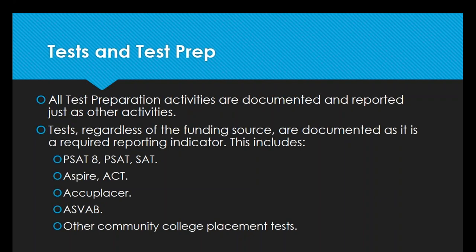Then test is one place where things are a little bit different than everything else I just said. So regardless of the funding source, we want to document the tests that students take. Specifically PSAT 8, PSAT, SAT, Aspire, ACT, ACCUPLACER, ASVAB, and any other community college placement tests. So the Department of Ed asks us specifically to report these test completion statistics for our students. So we do want to capture all of that, whether GEAR UP pays for it or not. And so you would enter that in the test and test prep activity type. And we have very specific guidance on how to name those tests. So again, please refer to the manual for additional clarification. But that is a little bit different than other guidance given for the portal entries.